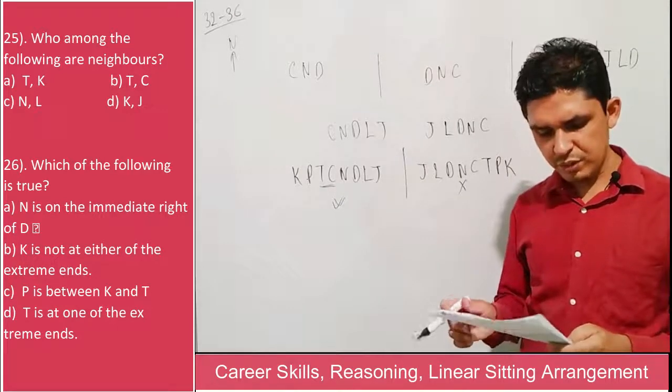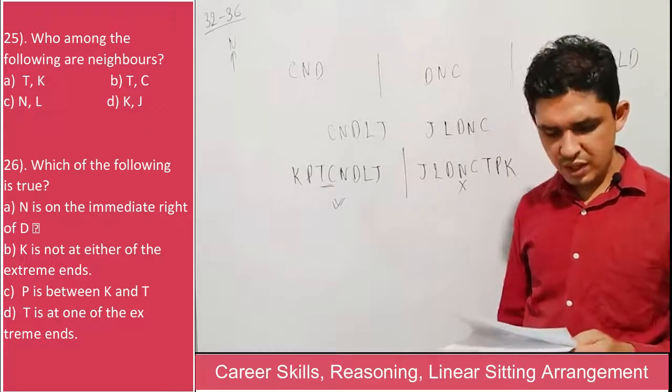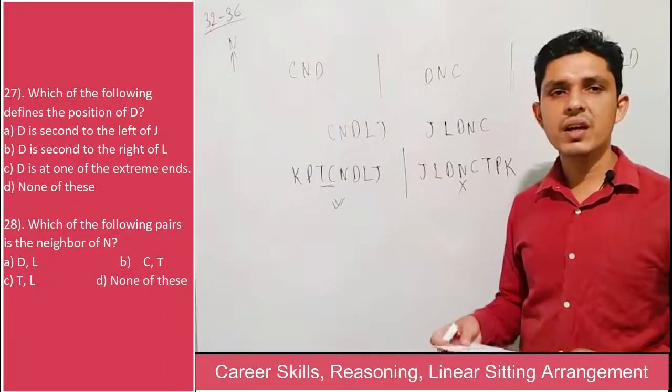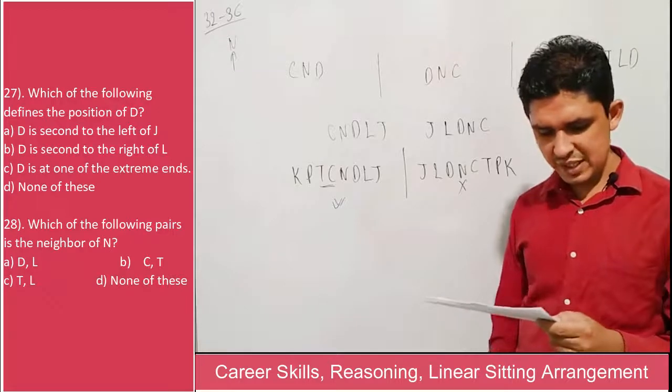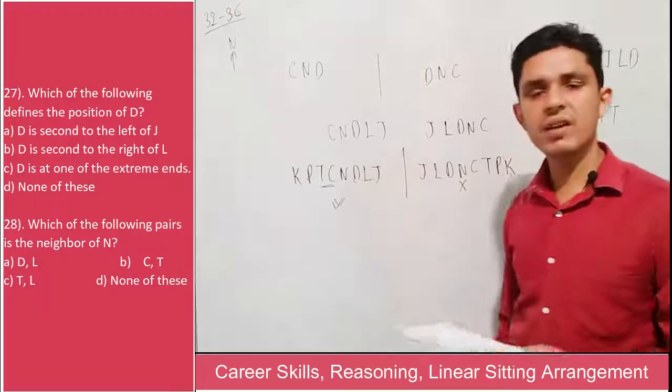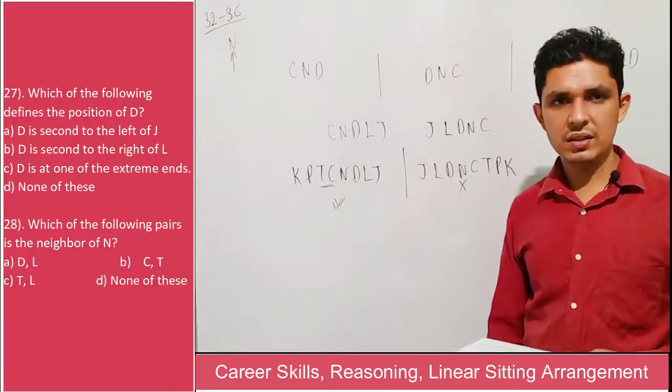Right. Coming to the next question, question number 27. Like which of the following defines the position of D? So if we check available options, like D is second to the left of J. So the answer is correct. Right.